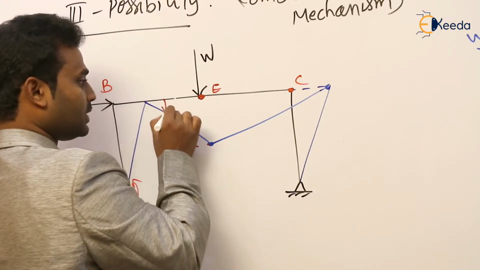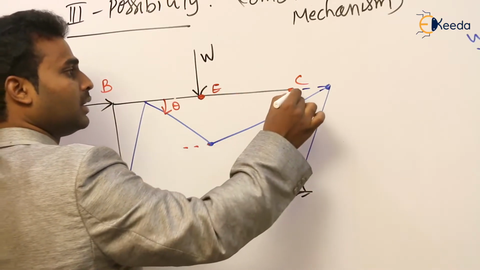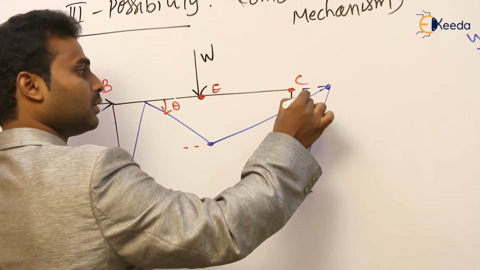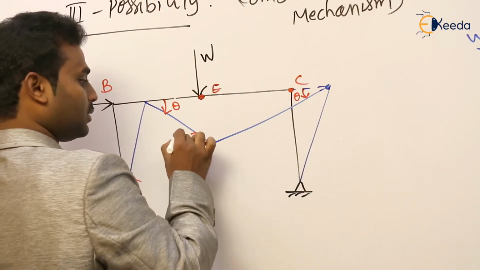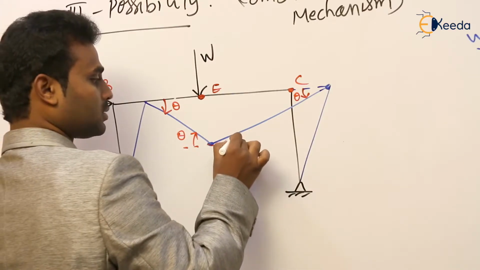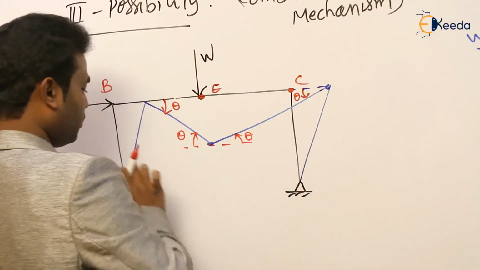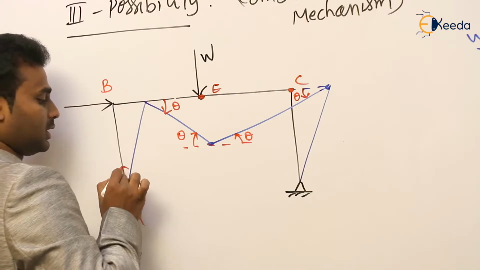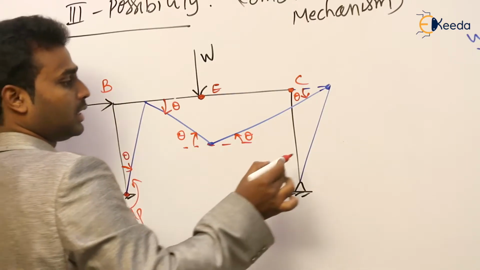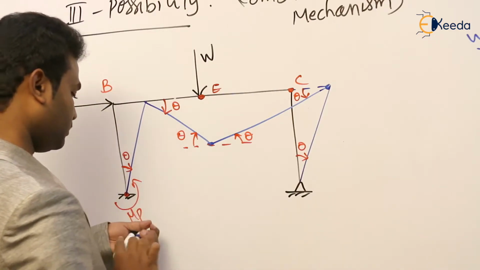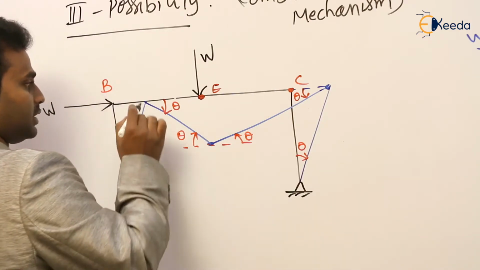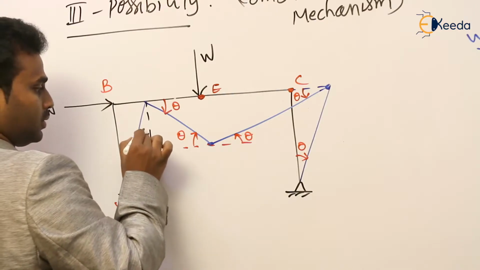As the load is acting at the center, if it is theta, then here also it is theta. Agree? So here it is theta. Here also it is theta. And both the lengths are the same. So if it is theta, then here also it is theta. Agree or not? And if we draw the tangent here, here also it is theta.